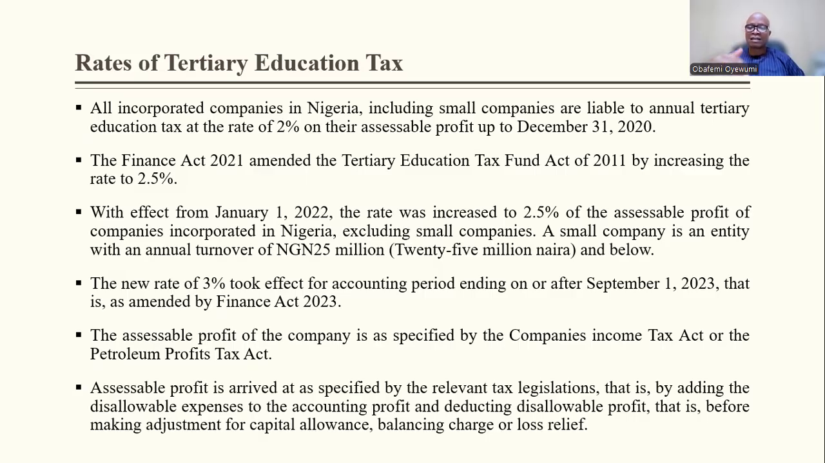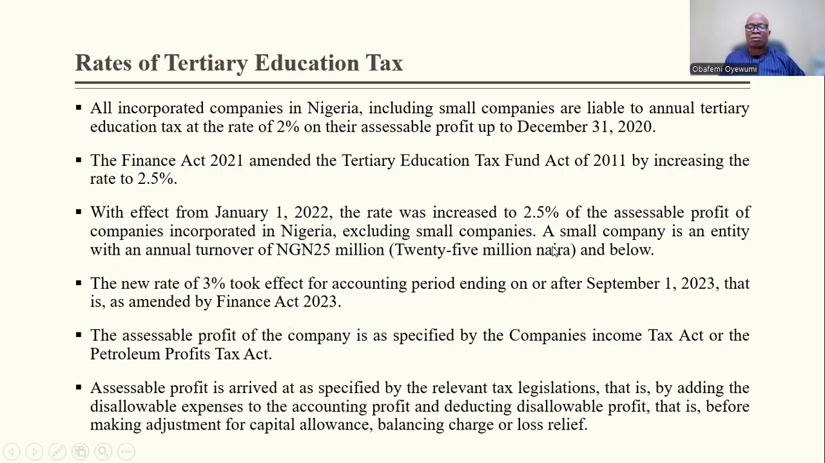The rate changed from 2% to 2.5%, and the new rate took effect from September 1, 2023, and the rate since then has been 3%. The assessable profit of companies is specified by the Companies Income Tax Act or the Petroleum Profit Tax Act.